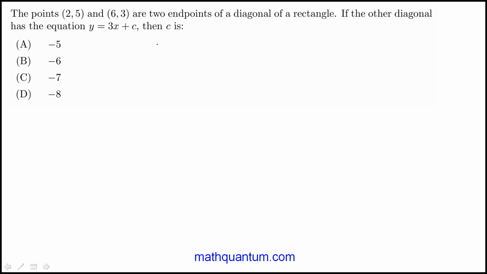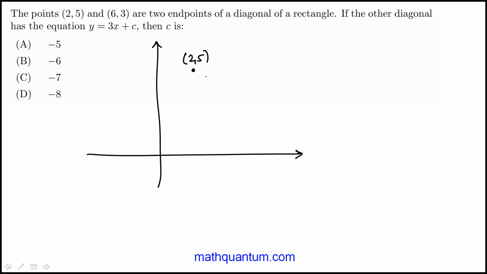So this question is repeating a concept that was tested in a different CAT exam, and I had trouble with that question, but I remembered what to do here. If I mark these points, we have (2, 5) here, and then (6, 3) somewhere here.